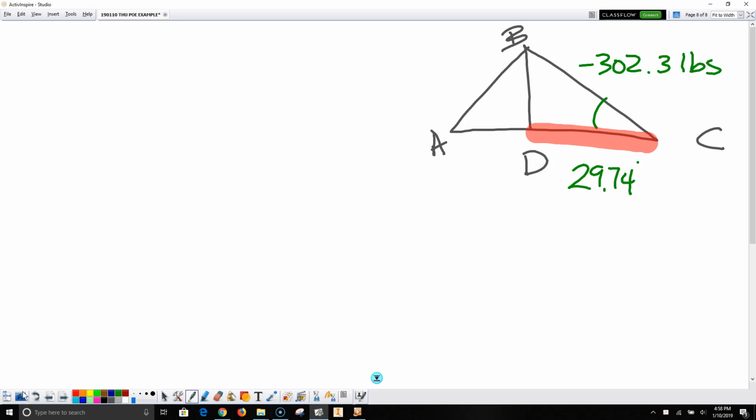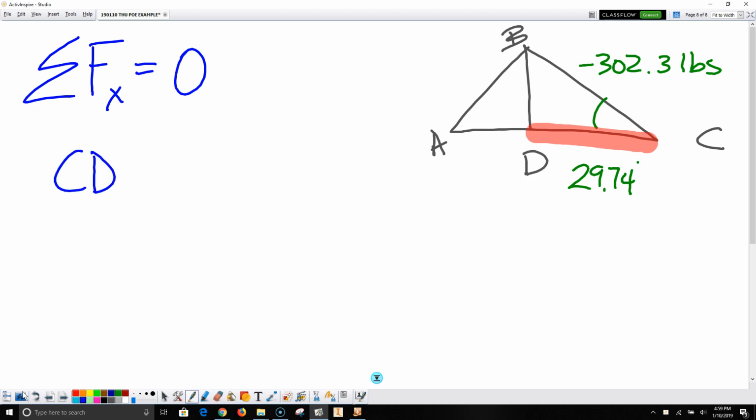So now we're going to look at point C, and we're trying to find the forces acting on member CD, the one that's highlighted in red. And this is correlated to the x component of BC. So let's look at our sum of forces in x. The sum of the forces in x is equal to 0. We're going to assume that CD is in tension, so it's positive.